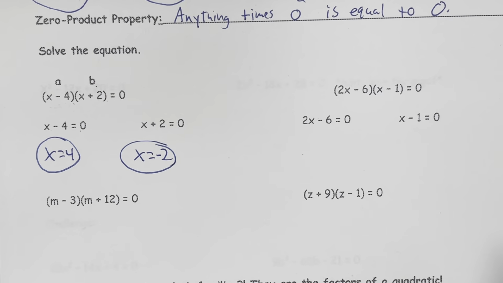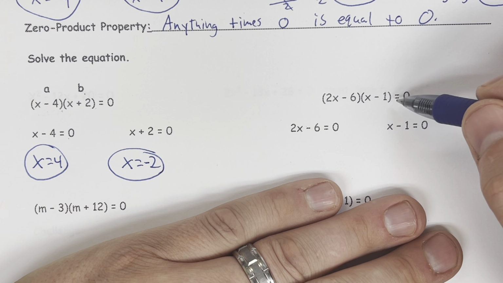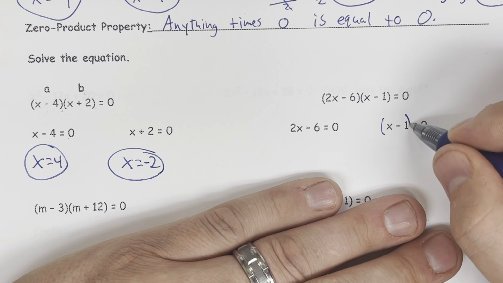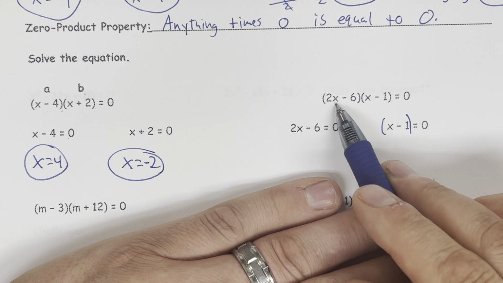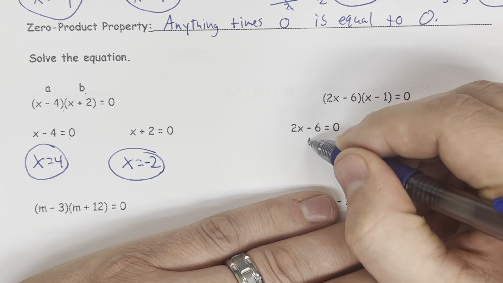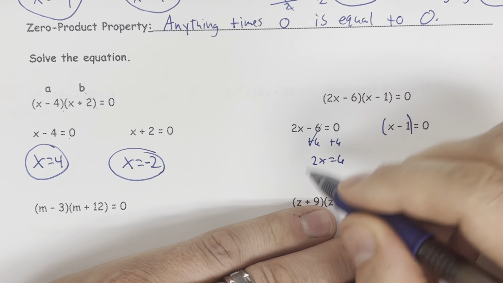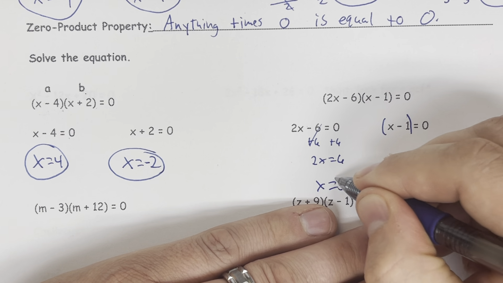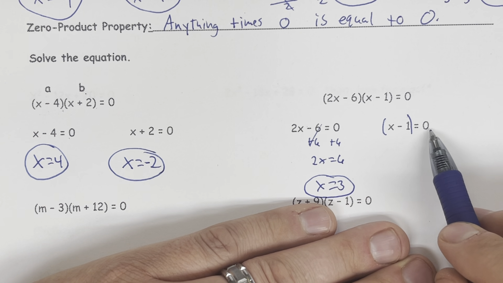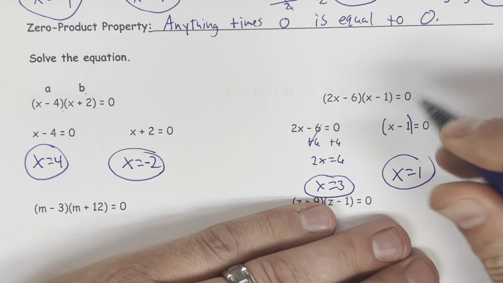Okay, this one's a little bit tougher. All right, it's in factored form. I should put this one, no, I don't need to put that in parentheses. Well, I guess I will. First one, what value makes 2x minus 6 equal to 0? So this one I gotta solve, all right? I gotta add the 6, and I get 2x equals 6, divide by 2, x has to equal 3. This one I can look at in my head. What value makes x minus 1 equal to 0? Well, positive 1. So the other solution is 1.